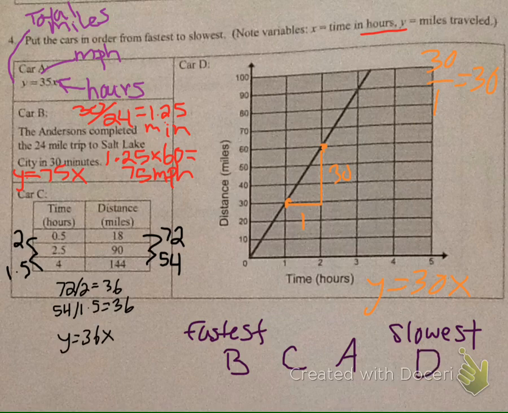So I want to make sure that you have all of the work. I'm still seeing people who are saying they're watching the videos, but they have the wrong answers, and they don't have work. So I should see your division and your multiplying for car B. I should see labeling. I should see your carets and your work for C, and your slope triangle and your dividing for car D, and then your list from fastest to slowest.